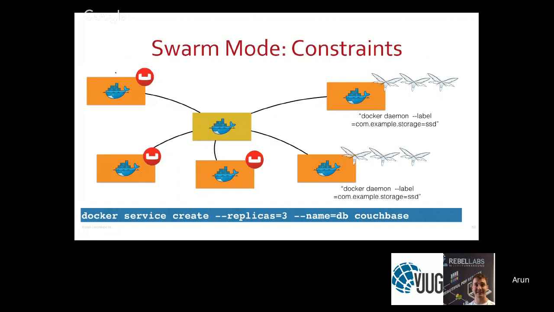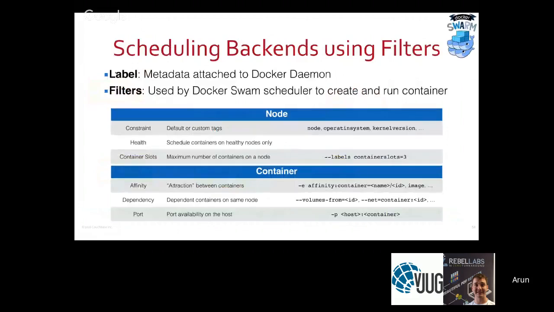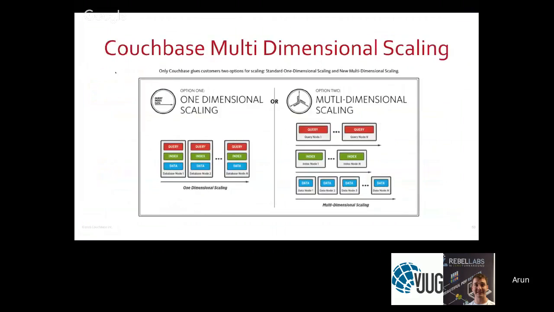And now, if I create a database service, Couchbase for example, it's going to say, okay, I'm going to look for nodes that don't have those labels. So it's going to spin up on the 3 other nodes. So I'm going to skip this slide.